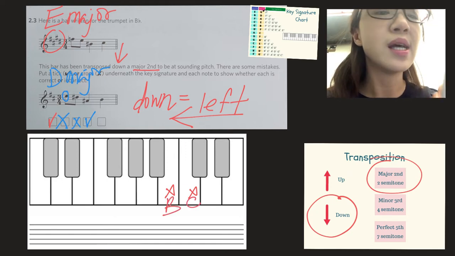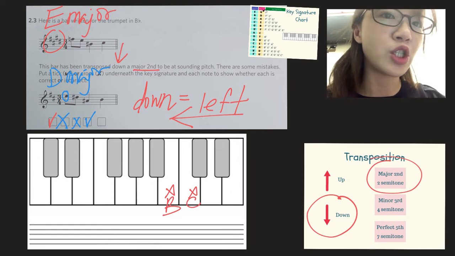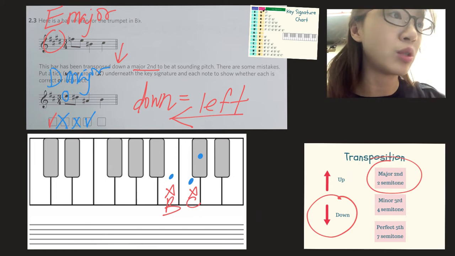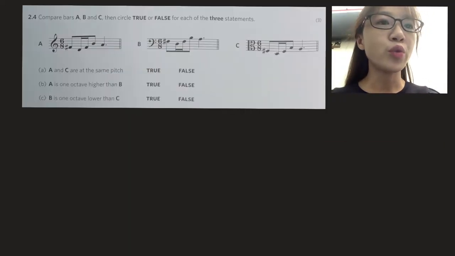Now we consider the semitone. You need to go by 2 semitones. So start on C sharp. 0, 1, 2. Yeah, it goes to the B. That's correct.